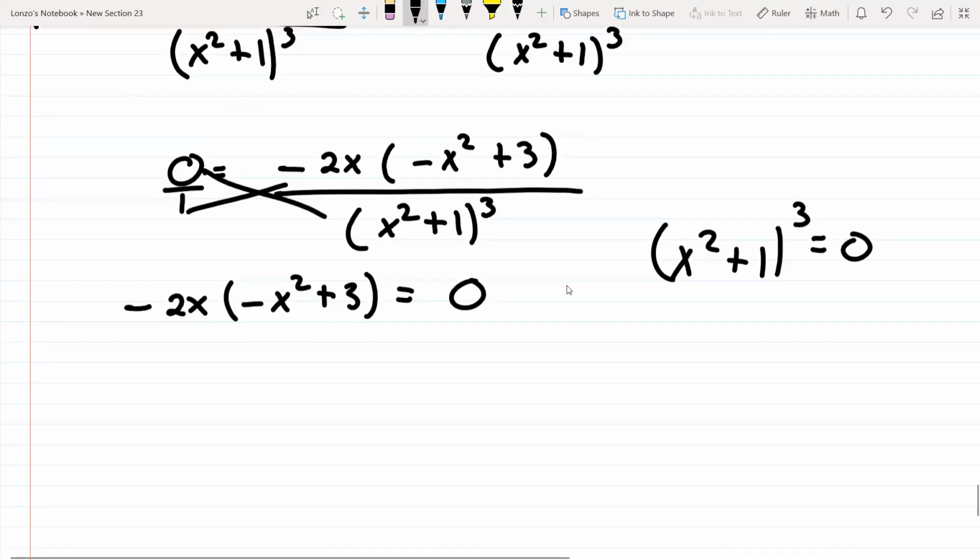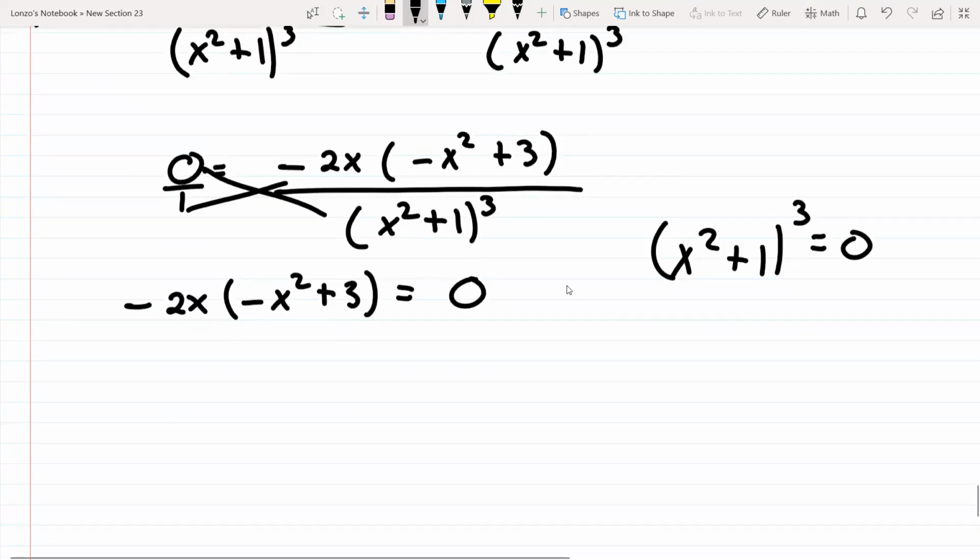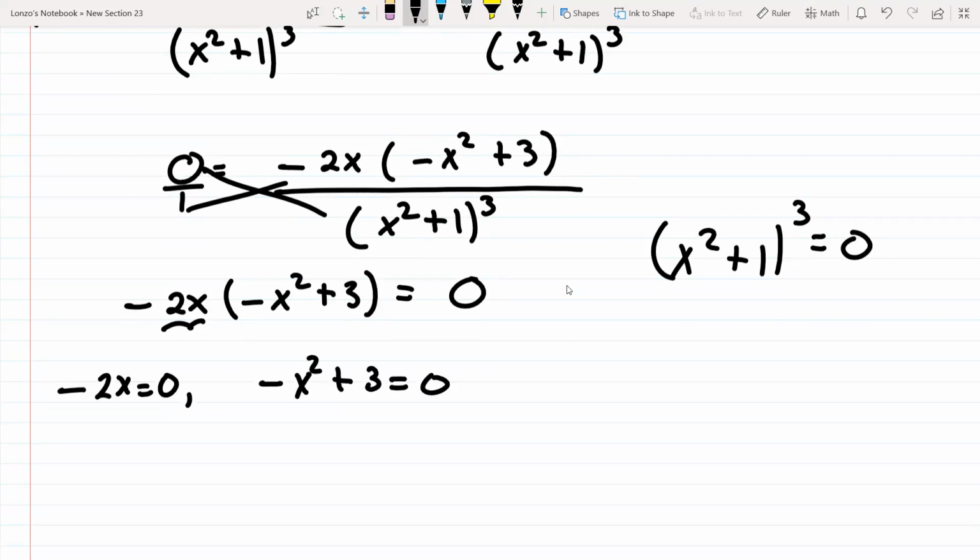So let's start with this one. If we set negative 2x to 0, that would be negative 2x equals 0. And then this would be negative x squared plus 3, set to 0. Over here, when you solve for x, you divide by negative 2 and get an x value of 0, right? And then over here, you're going to subtract 3. Subtract 3, I get negative x squared equals negative 3. Divide this by negative 1, negative 1.